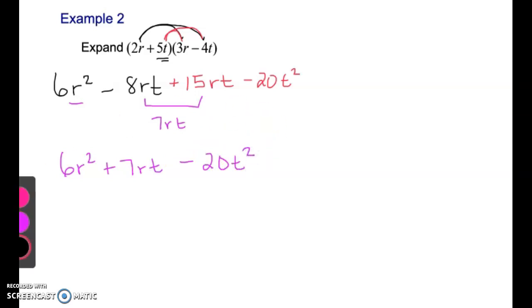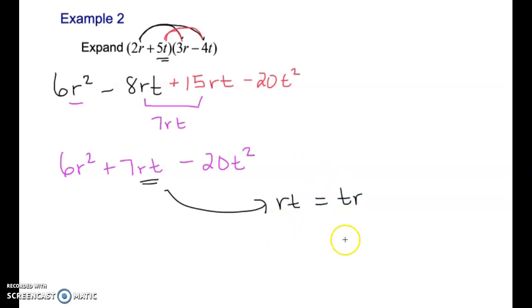And one thing that I want you to note is this rt here, we got it by multiplying the t and the r together. It doesn't matter if you write that as rt or tr. You can write it either way. It doesn't matter what order the variables are in as long as they are both there.